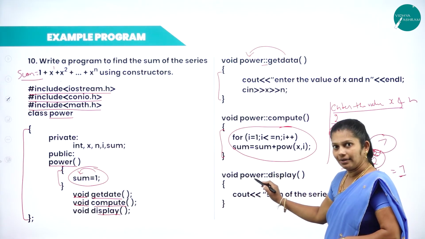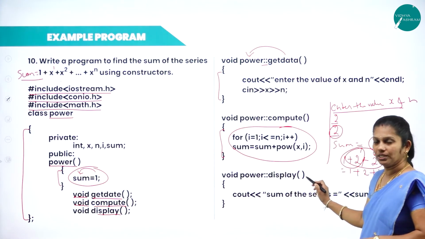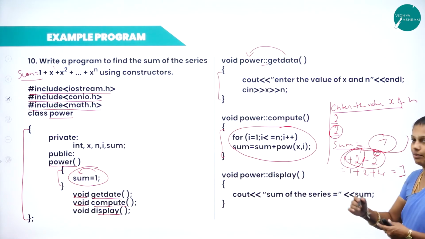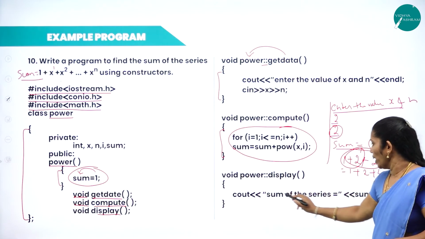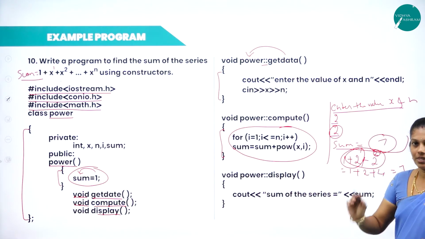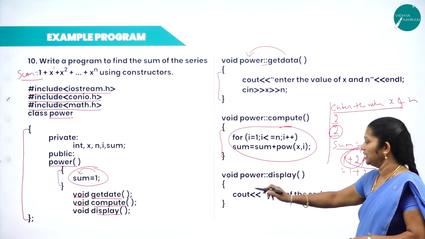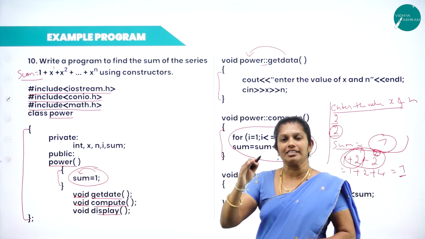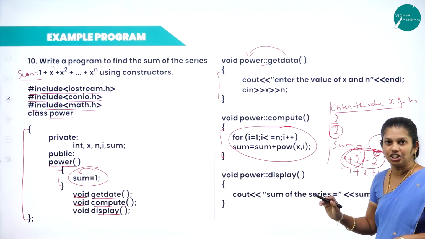Then void power, the function name as well as class name, then the display function. Now I just display the result like "the sum of the series equals". That we have written inside the double quotes. It means that inside the double quotes in cout, whatever you write will display as it is. If you make a spelling mistake, then also it will display as it is without any change.